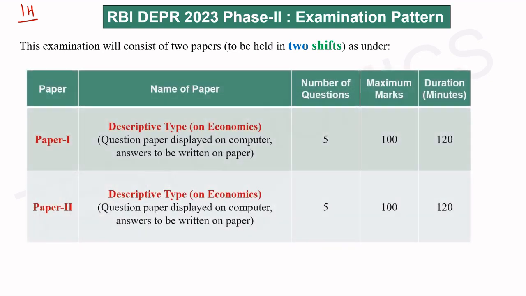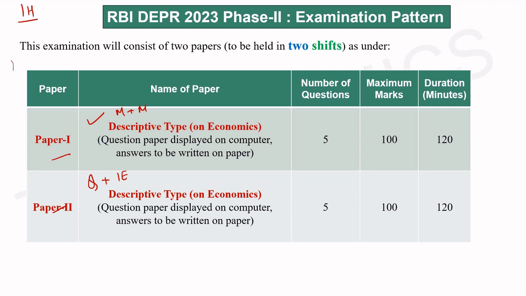As you already know, in stage 2, that is in phase 2, you have to appear for 2 papers, morning shift and afternoon shift. The details are given in this table. So 2 papers, paper 1 and paper 2. Paper 1 consists of micro and macro, and paper 2 consists of quantitative skills and Indian economy.